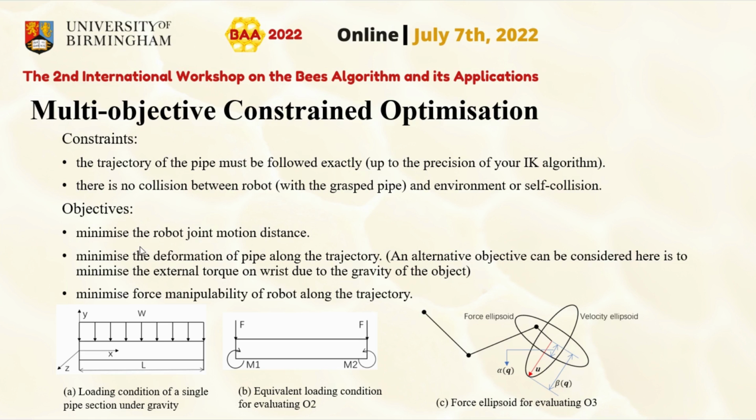In order to compute this objective, we have developed a custom finite element program specifically for pipe structures. However, it is also possible to use external torque on the robot wrist as an alternative objective. The third objective is to minimize the force manipulability. This is because minimizing force manipulability is equivalent to maximizing the velocity manipulability, which means the robot can generate a faster end-effector motion.